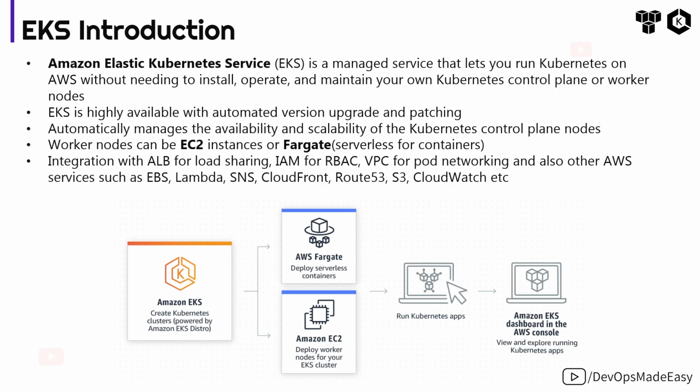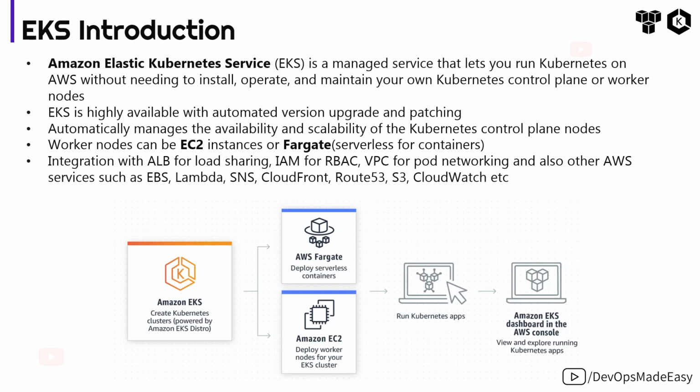In the next slide I'm going to explain why the Kubernetes control plane nodes inside EKS are highly available. And coming to the worker nodes, worker nodes can be an EC2 instance or they can also be Fargate, which is serverless for containers. So as we said, AWS EKS manages the control plane nodes, and as worker nodes we can create our own EC2 instances, or else we can also rely on Fargate profiles.